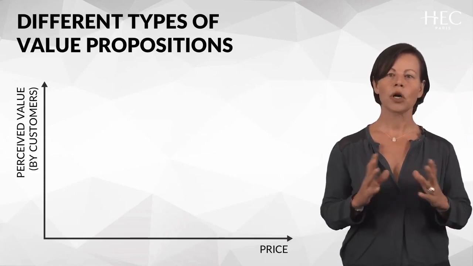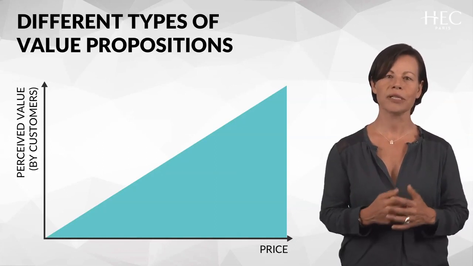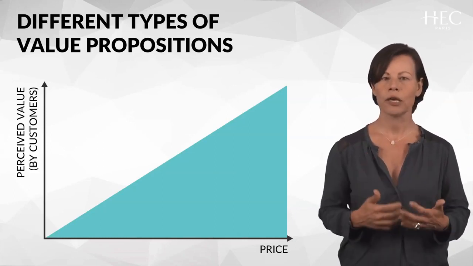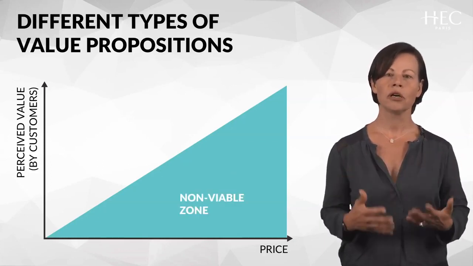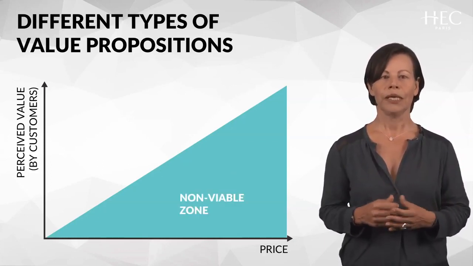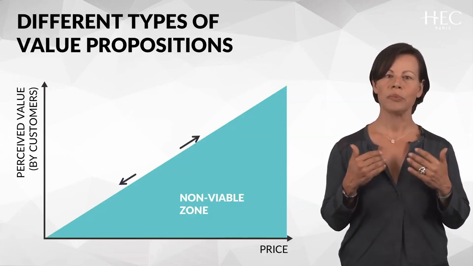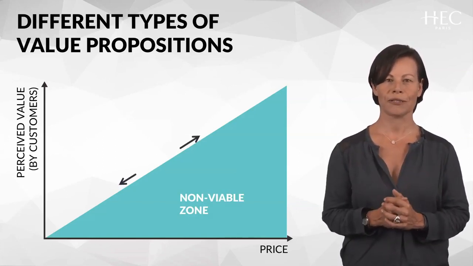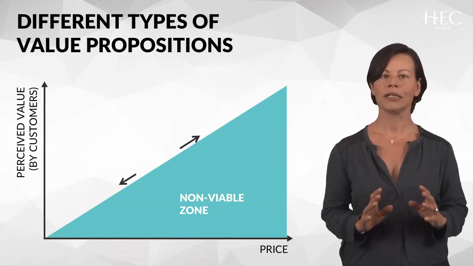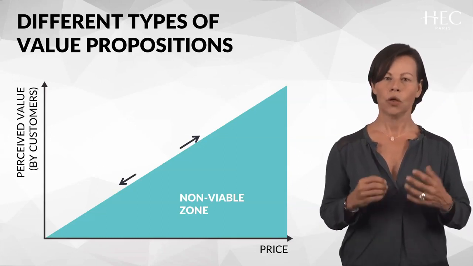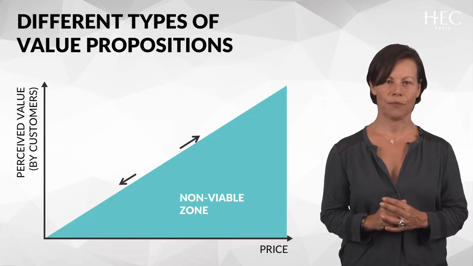First, there is a large zone in which we will find no value proposition because the price is not attractive enough in relation to the perceived value of the offer. We will call it the non-viable zone. It's represented on this graph by a straight line below which there will be no value propositions on the market. However, in real life, this frontier is not necessarily a straight line. Above this line, we're going to find different types of value propositions.